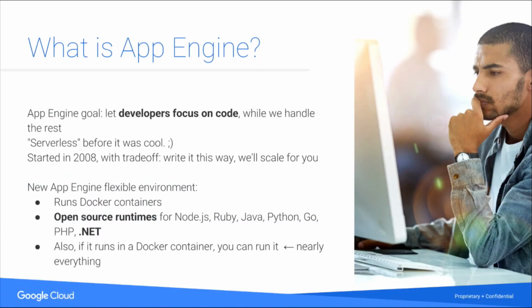So next, App Engine. The goal of App Engine is for developers to actually focus on code while we handle the rest. So I could probably call it serverless, but before it was cool. We started it in 2008 though. But the trade-off is that we say you write it in this way, and then we scale it for you. We have also introduced fairly recently a new App Engine Flex environment where you could run a bunch of other runtimes like Node.js, Ruby, Java, Python, Go, PHP, and .NET. And if that's not for you, then if it's an application that runs in a container, please bring the container and we'll run it for you as well.